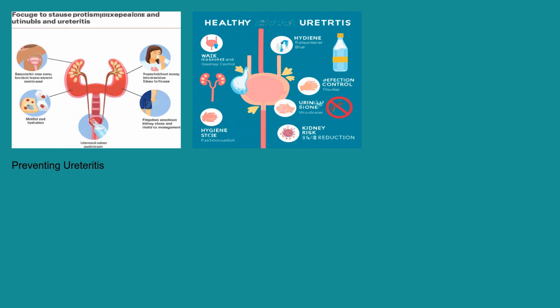Prompt treatment of bladder and kidney infections is essential to prevent their spread to the ureters. For individuals prone to kidney stones, dietary and lifestyle modifications, as well as medications, may be recommended to reduce the risk of stone formation. The prognosis for ureteritis is generally good with prompt and appropriate treatment.